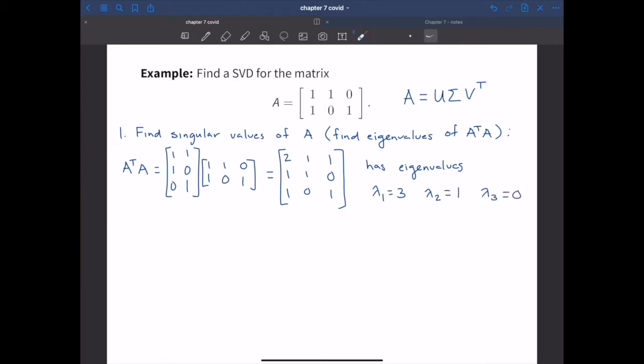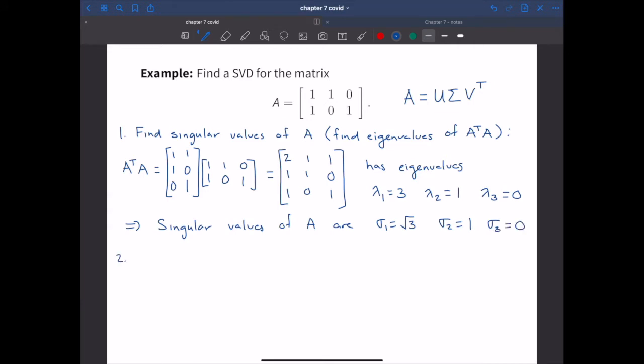Now notice we write them in descending order, so the biggest one comes first. And second, notice that each of these values is non-negative. We didn't get any negative eigenvalues, which is what we would expect because we were studying a matrix of the form A transpose A. So this tells me that the singular values of A are just the square roots of these eigenvalues. So sigma 1 equals rad 3, sigma 2 equals rad 1, which is just 1, and sigma 3 equals 0.